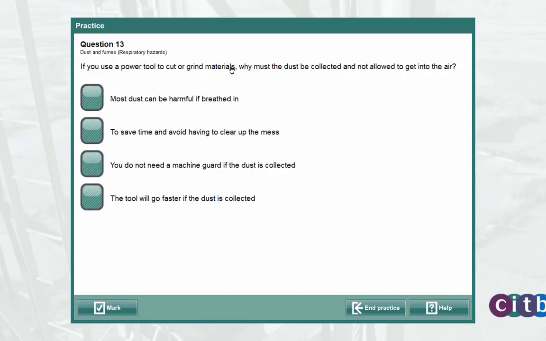If you use a power tool to cut or grind materials, why must the dust be collected and not allowed to get into the air? Most dust can be harmful if breathed in. To save time and avoid having to clear up the mess. You do not need a machine guard if the dust is collected. The tool will go faster if the dust is collected.